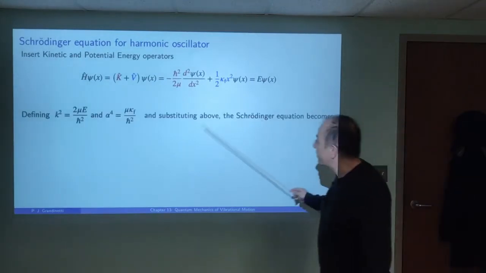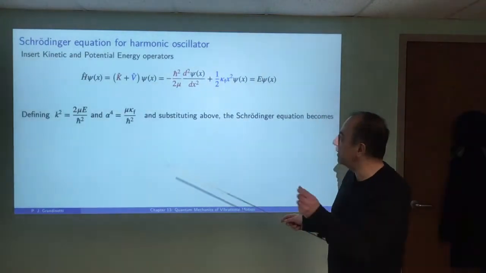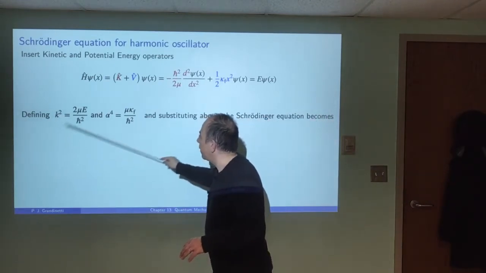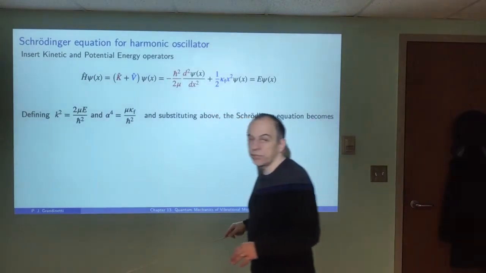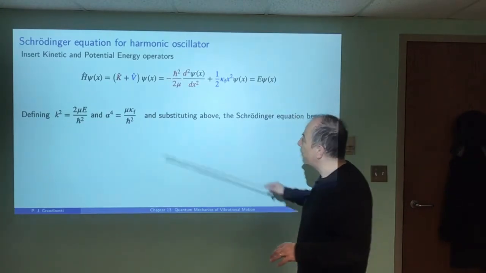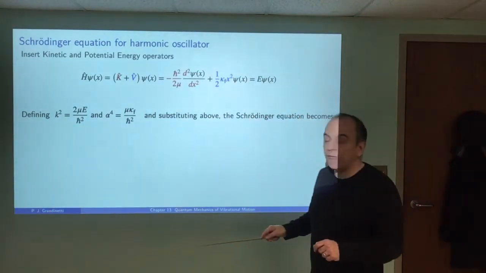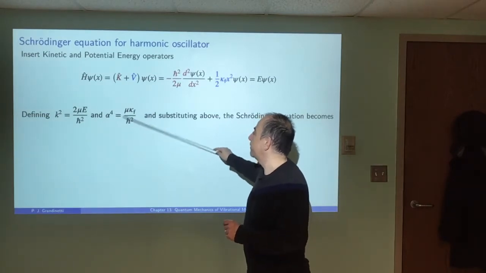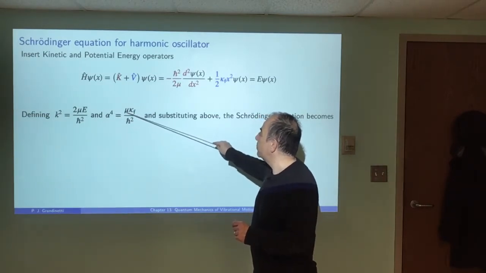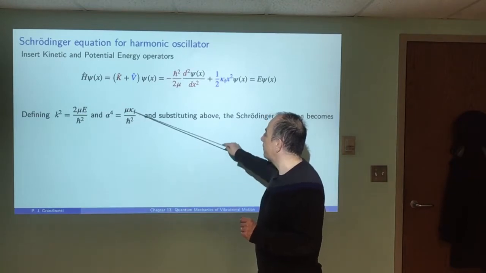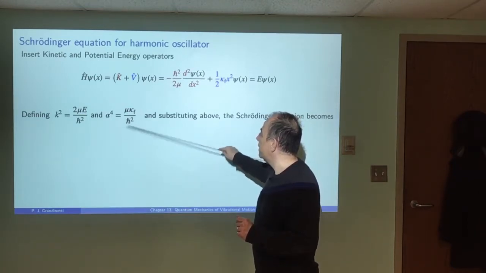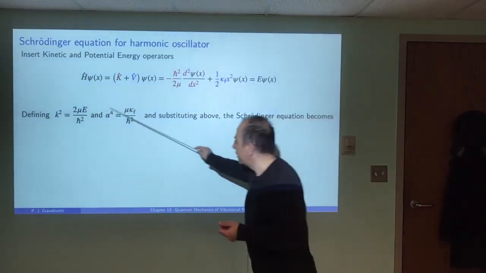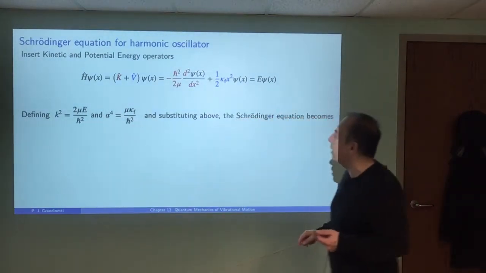Now, I'm going to do a substitution here. It's very common in solving this problem. I'm going to define k squared as 2 mu E over reduced Planck's constant squared. I'm also going to define another quantity called alpha, which is equal to the fourth root of the reduced mass times the force constant for the spring divided by the reduced Planck's constant squared. In other words, alpha to the fourth is equal to that quantity there.